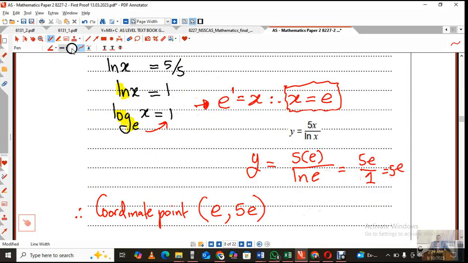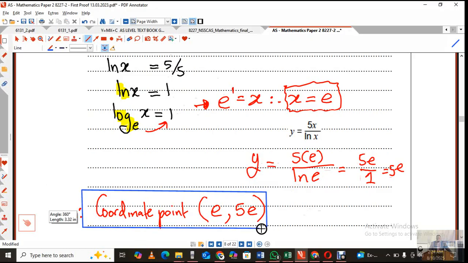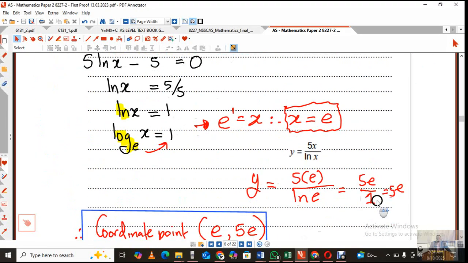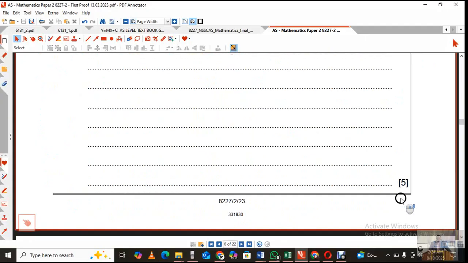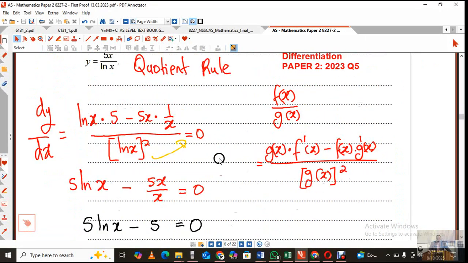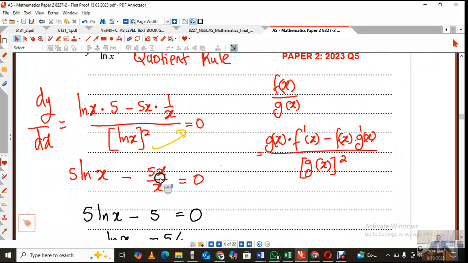Okay, so there you go. I believe this is the solution, and as we know, you are supposed to give your answer in exact form, and that is the exact form of that particular question. So, yeah, I think this one carried about 5 marks. You could have earned a lot of marks as you're showing your working.